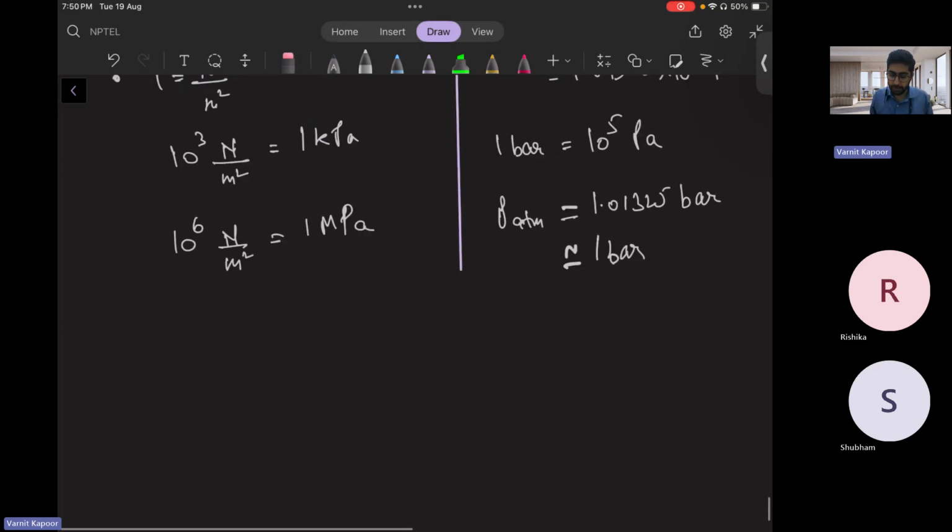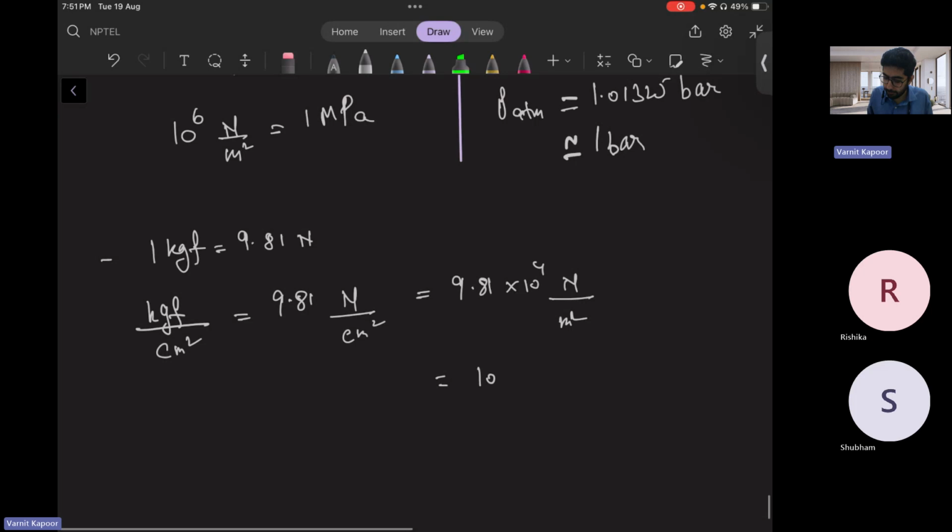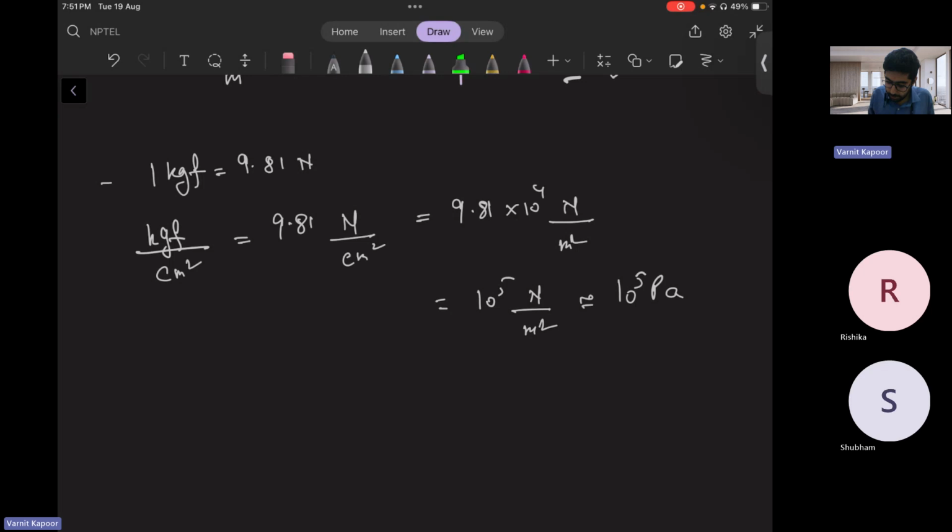Okay. Also, in terms of kgf, 1 kgf is nothing but 9.81 newtons. Okay. So kgf per centimeter square, if I say 9.81 Newton per centimeter square. Okay. So if you want to convert it into meter square, then you have to multiply with 10 to the power of 4 Newton per meter square. So that is again 10 to the power of 5 Newton per meter square. And what is Newton per meter square? It is Pascal. 10 to the power of 5 Pascal. So therefore, 1 kgf per centimeter square is 10 to the power of 5 pascals, or 1 bar. It is a metric system.